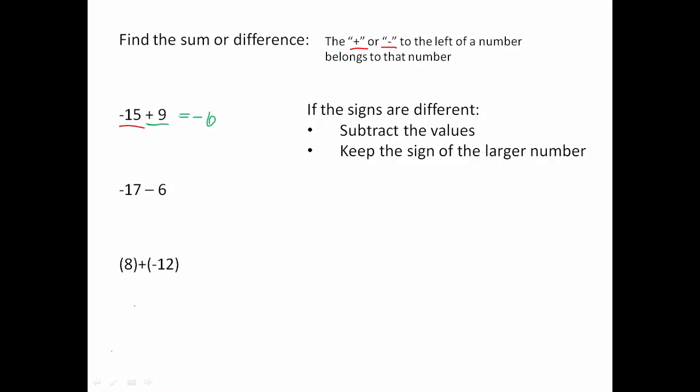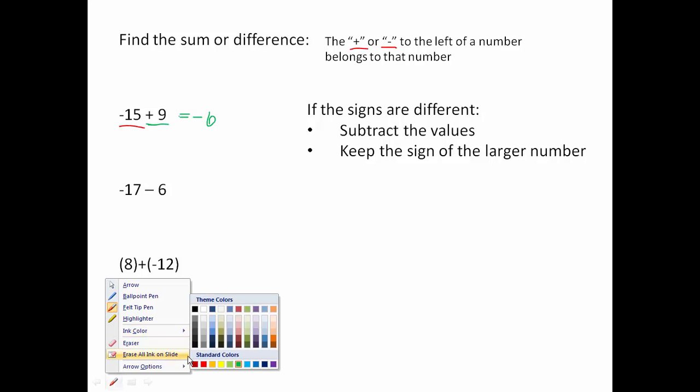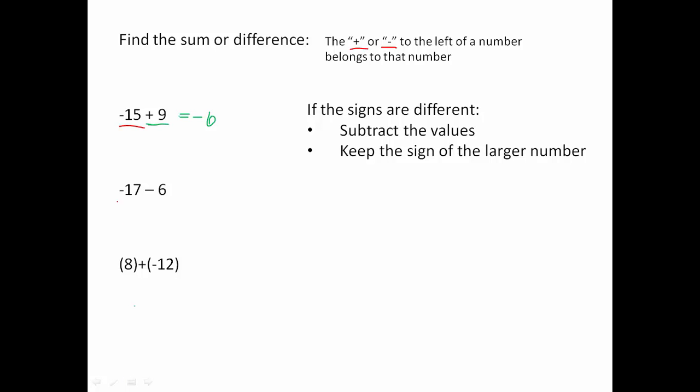I have a negative 17 minus a 6. Again, it looks like it might be a subtraction because of the minus sign between them, but we have to be careful. That 17, if I look at the sign there, is negative. So that's $17 that I owe. Go ahead and underline that in red to indicate that it's debt. The 6 also has a negative to the left of it. So that's $6 that I owe. If I owe you $17 for dinner and $6 for the cab ride home, what's going to happen?